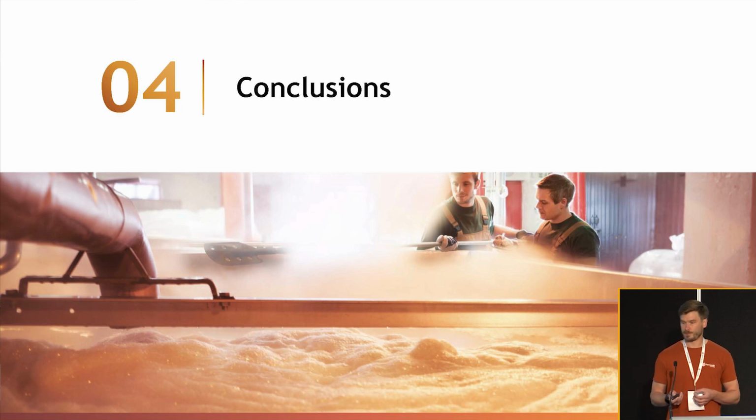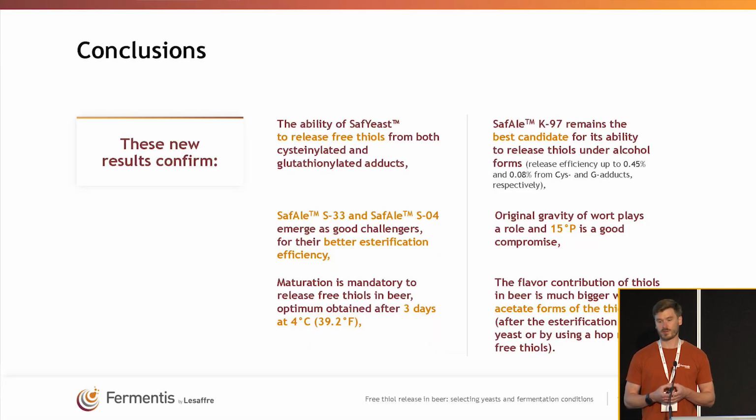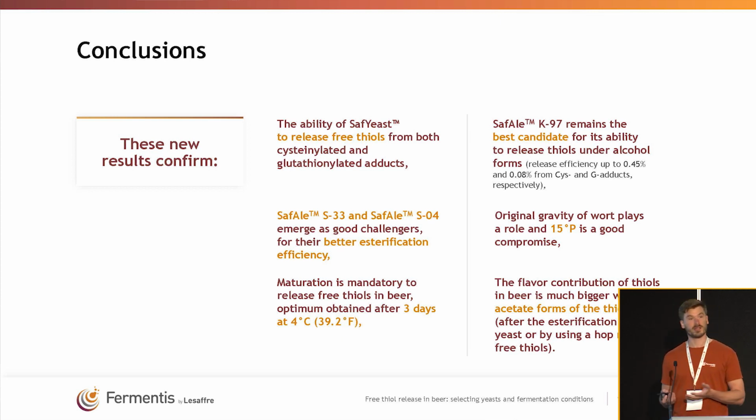So to conclude, these new results confirm that, yes, again, yeast and hop interaction is not a myth anymore. Certain yeasts have higher capabilities in releasing thiols than others. From our range of ale yeast, we have seen that K97 was the best candidate to release thiols in the alcohol form. Then if you're looking for the acetate form of thiols to have other flavor compounds, other aromatic expression, then S33, S04, US05 were very good challengers from their higher ability to esterify and have the acetate form of thiols.